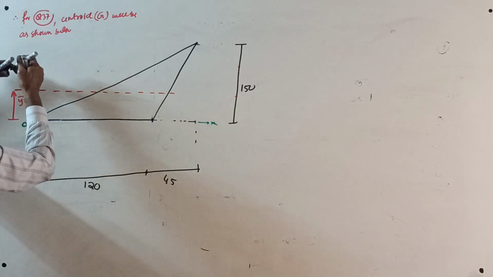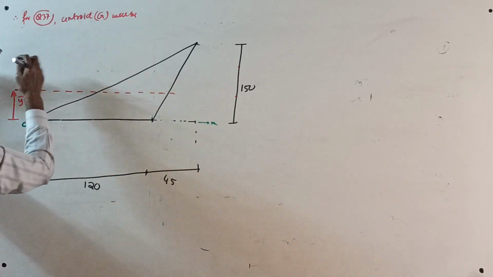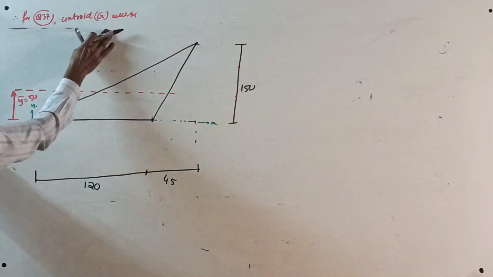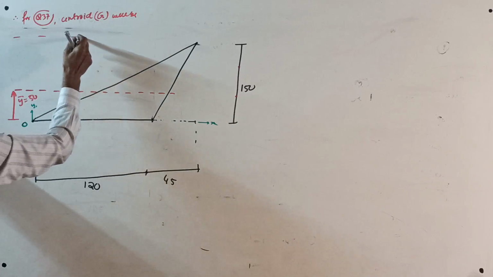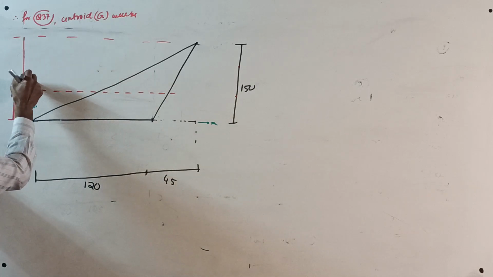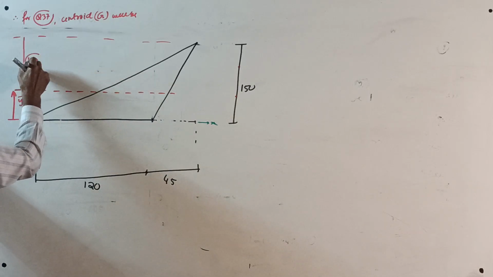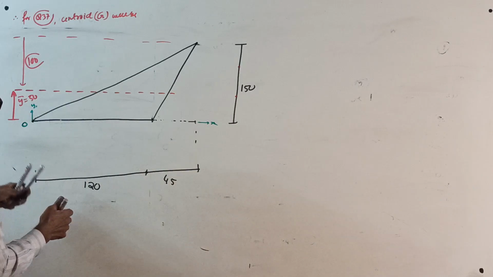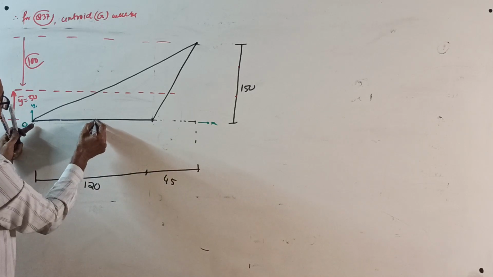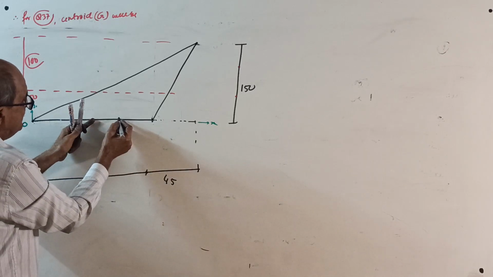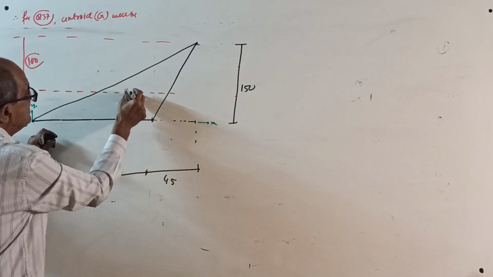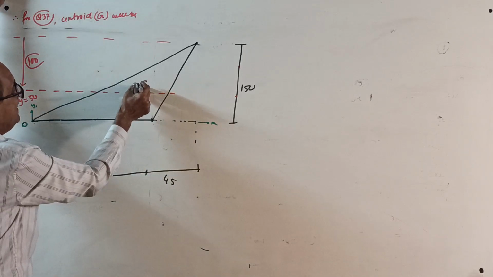If you want from top, total 150, from 150 subtract 50, you get 100. And this way, you got 95. See, this is 120. Half of 120 is 60, 60 plus 30, 90, somewhere here. It is slightly this side. This is centroid G.